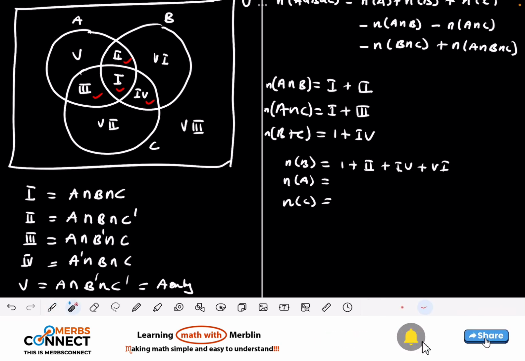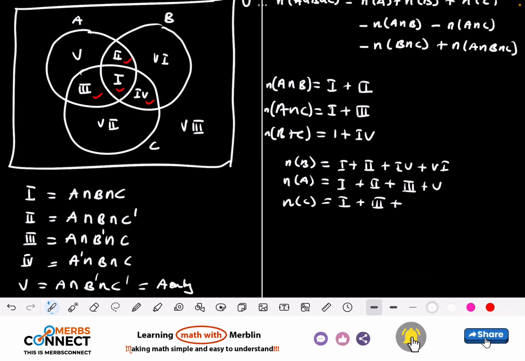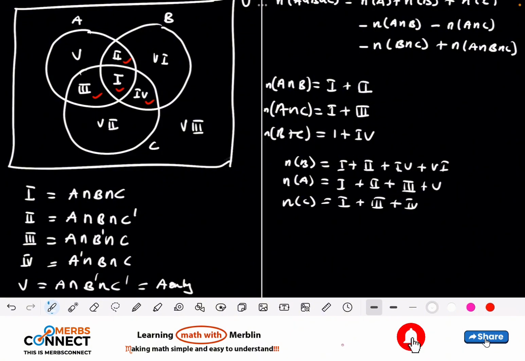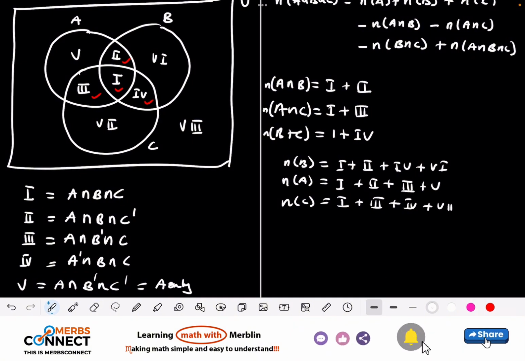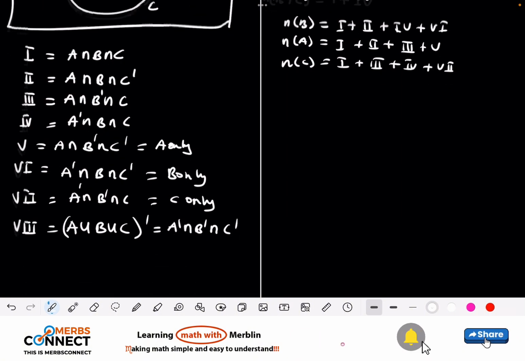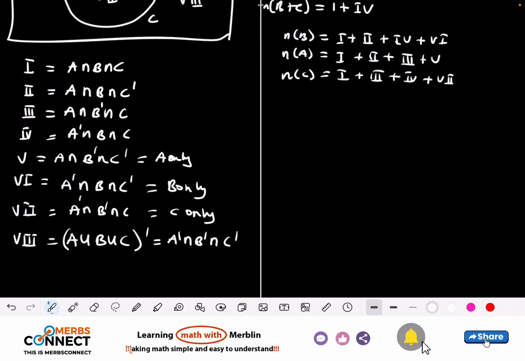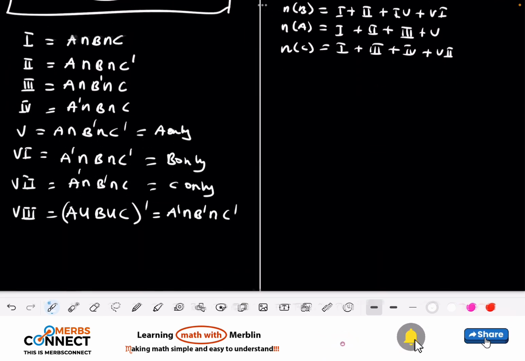So what is number of A? Number of A will be the whole of this. So we are going to have I plus II plus III plus VII. Then number of C is going to be here, which is III plus IV plus V plus VII.